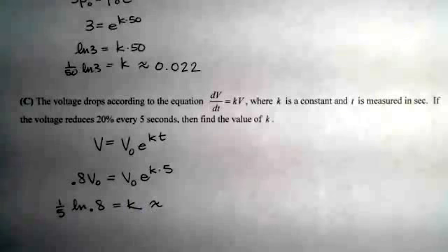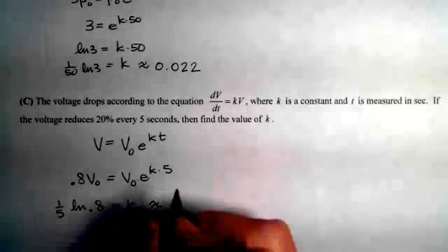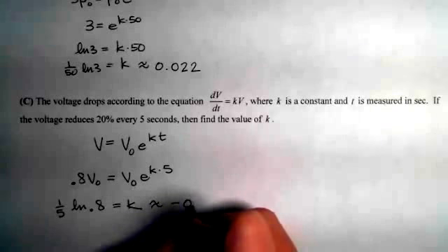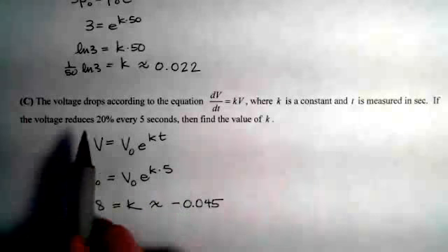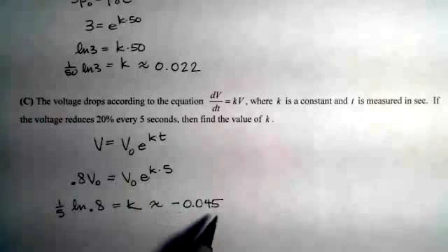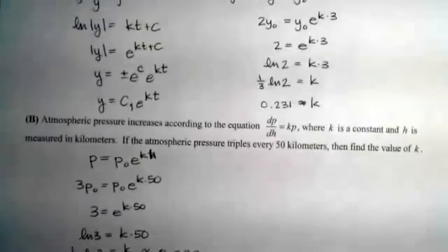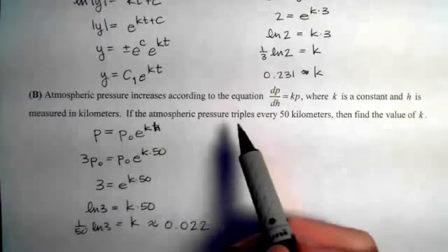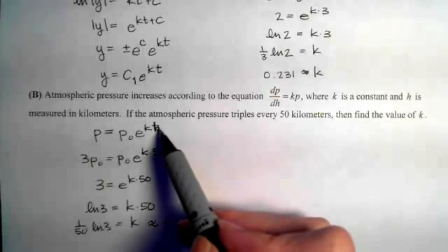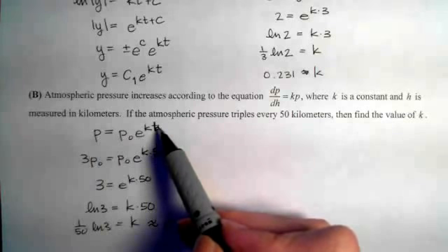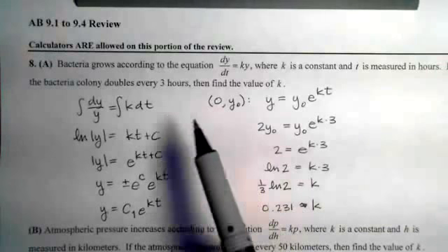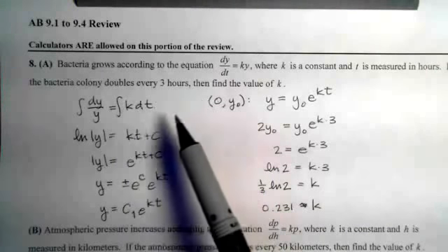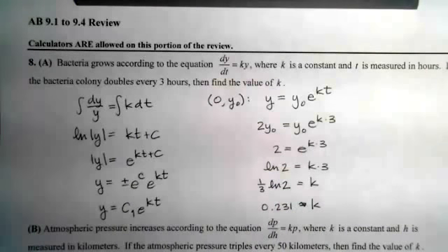So on the calculator, 1/5 the natural log of 0.8 gives me a negative 0.045. Notice that the voltage is dropping, so that k is a negative number, whereas in the first two, the pressure was getting larger the further the depth was, or the larger that H was. Same here, we had a bacteria colony that was doubling, it was getting bigger, so your k was a positive number.